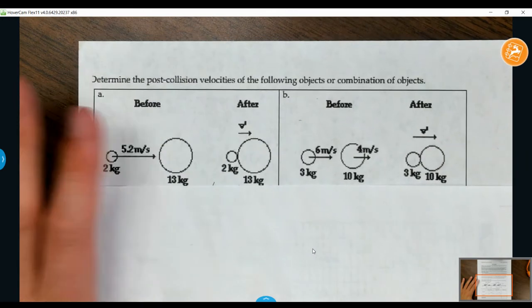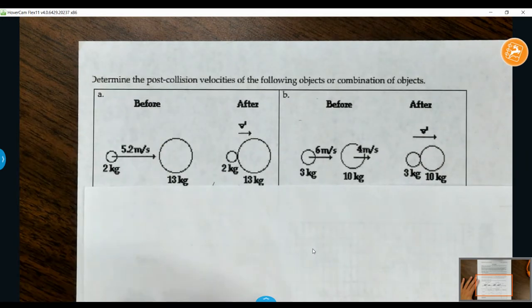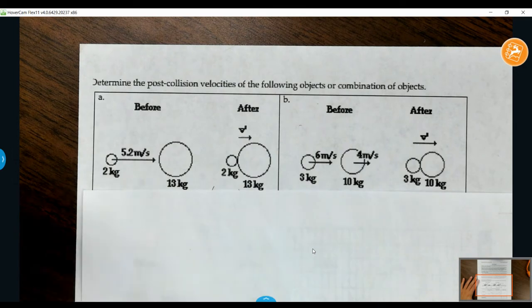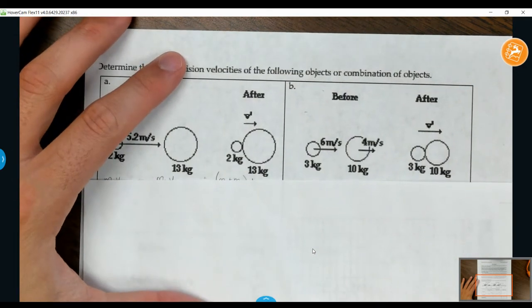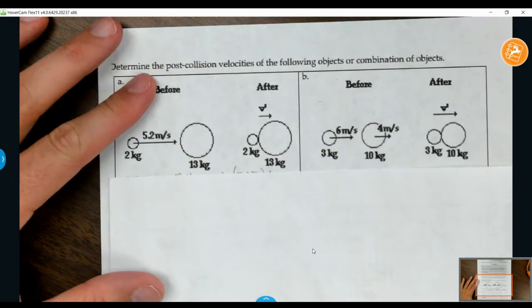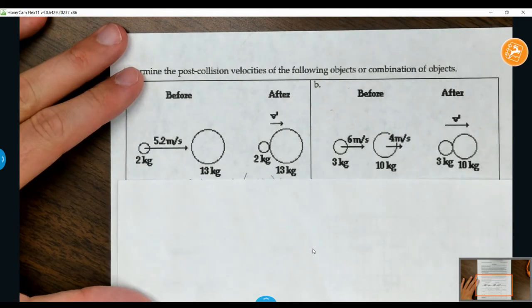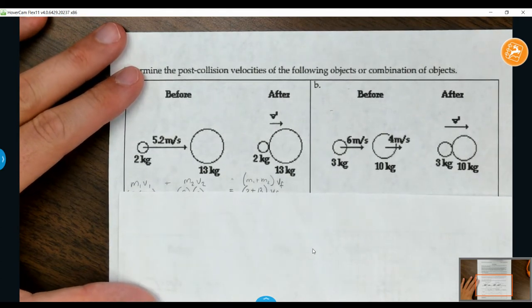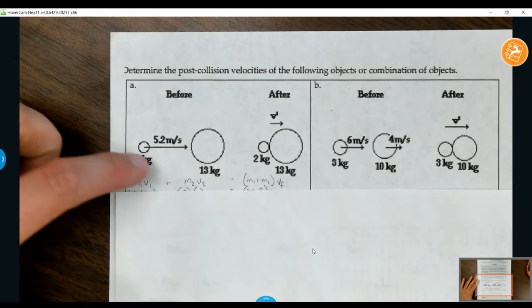On the problems from today, you have to identify whether it is an elastic or inelastic collision. Inelastic is when, in the after picture, the two objects are touching or stuck together. So how you should do these problems is, once you know whether it's elastic or inelastic, use the equations. The inelastic equation is this.